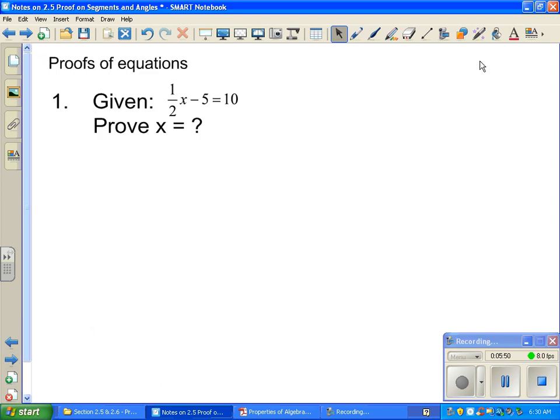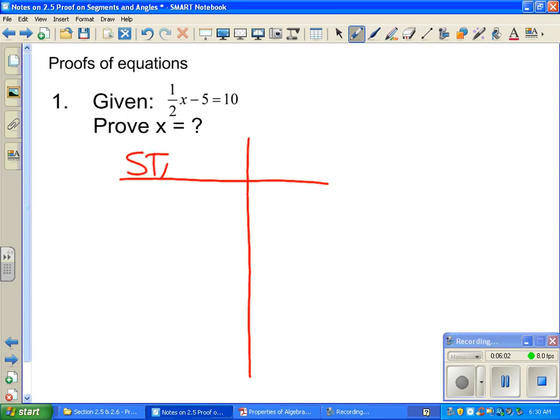So let's look at how that works with a very short little problem that you're going to work out. Well, we do what we call a proof. And a proof has 2 columns. The first one is for statements. And the second one is for reasons. Statements are the math you're showing.